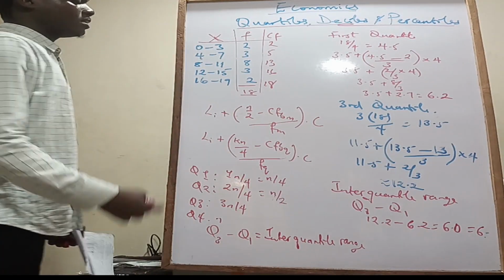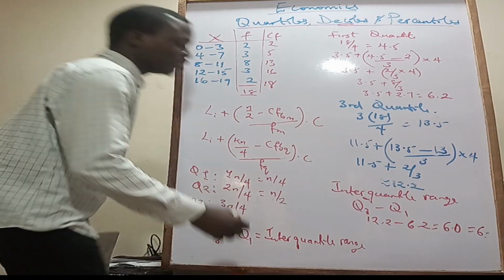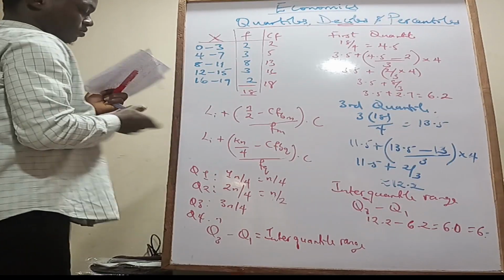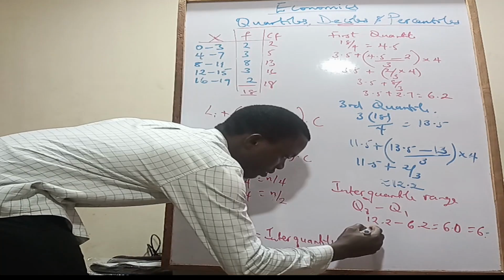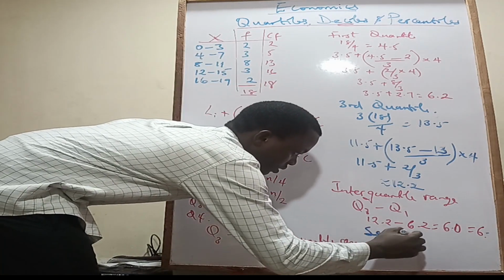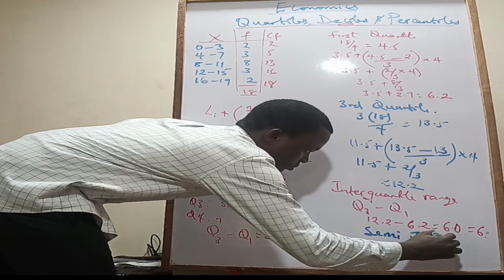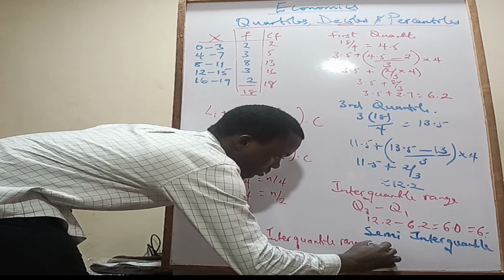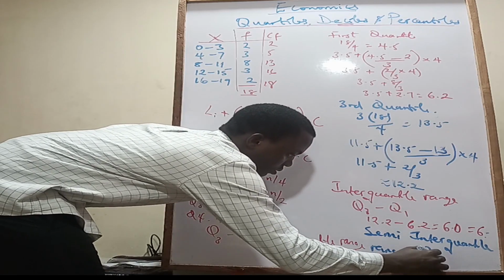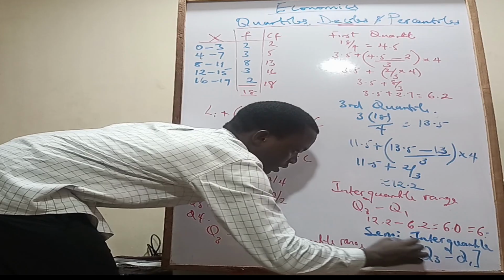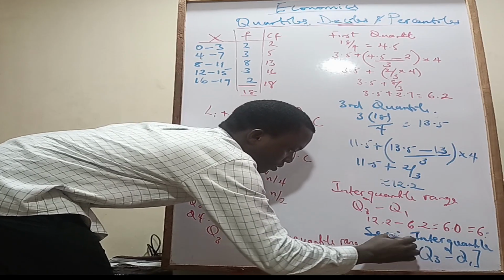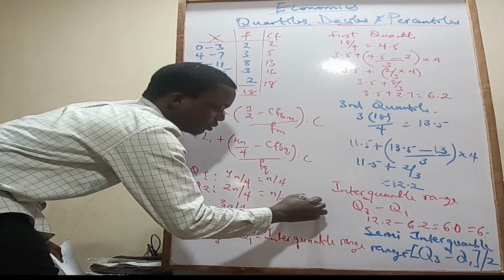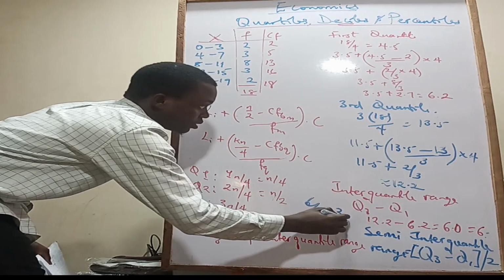Now, if you are asked to find the semi-interquartile range, it's just equal to Q3 minus Q1, the whole thing divided by 2. So in that case, that will be 6 over 2, which is equal to 3.